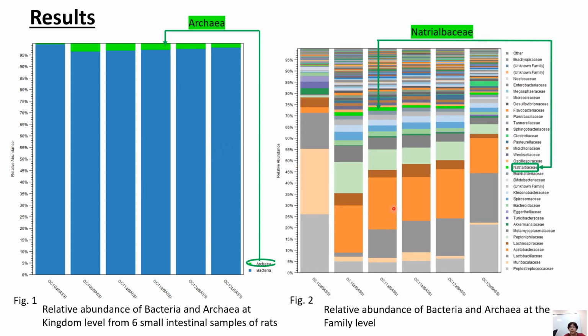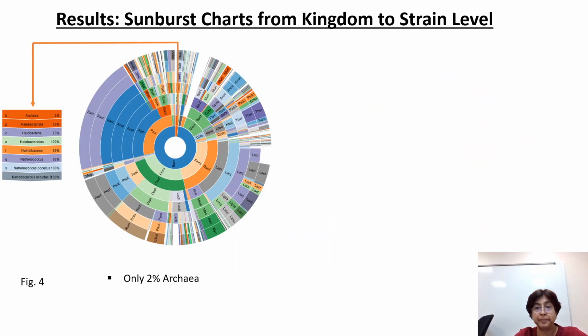Figure 2 shows relative abundance of bacteria and archaea at the family level. Different families are color-coded differently. Green color indicates families from archaea. One such family is Methanobacteriaceae.